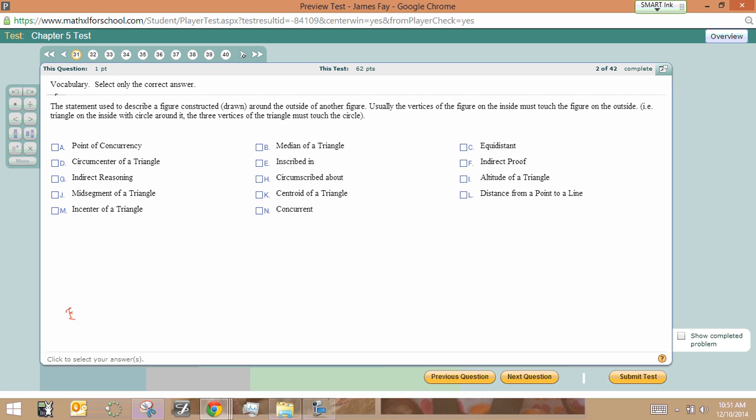This statement is used to describe a figure constructed or drawn around the outside of another figure. Usually the vertices of the figure on the inside must touch the figure on the outside, i.e. a triangle on the inside with a circle around it. The three vertices of the triangle must touch the circle. So they're talking about what is that shape on the outside if we have that criteria. Well, scribed means to draw or to write. So it's either that or that. Now they're talking about the one on the outside, so that's circumscribed. Okay.